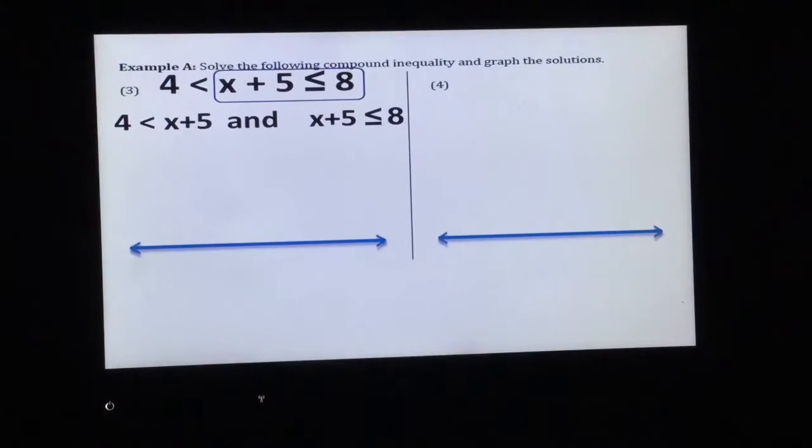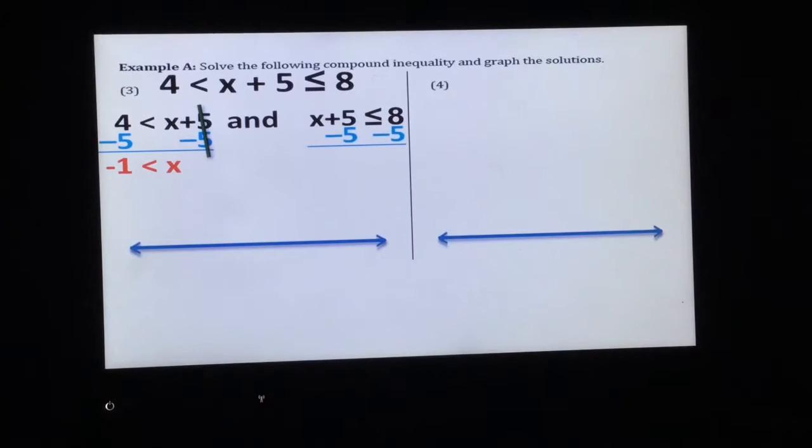Okay, so now that you've created an AND problem that's split, now we can do this like we used to do, where we're going to just solve each one individually. So for the first one, what you would do is you would subtract 5 from both sides. The 5s would cancel, and then you'd get -1 is less than x. Okay, now on the other side you'd also subtract 5, and then you would have x is less than or equal to 3. Okay, so now here are my 2 inequalities.